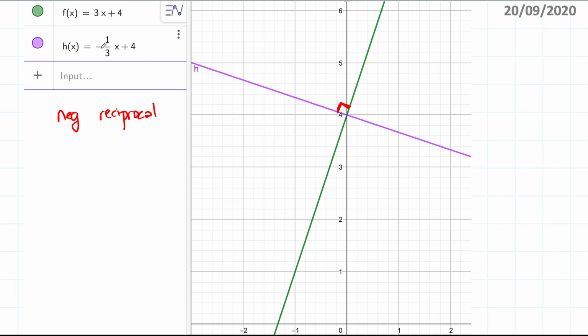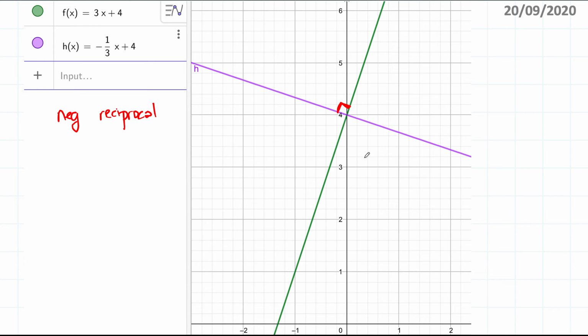So if it was negative, it would change to a positive. If it was 1 over 3, it would change to a 3, for example. So negative reciprocal, or flip and change the sign. So the normal just forms this 90 degrees. Now the c can be completely different for the normal and the tangent. It doesn't have to be the same. It's just a coincidence that it is in this example.